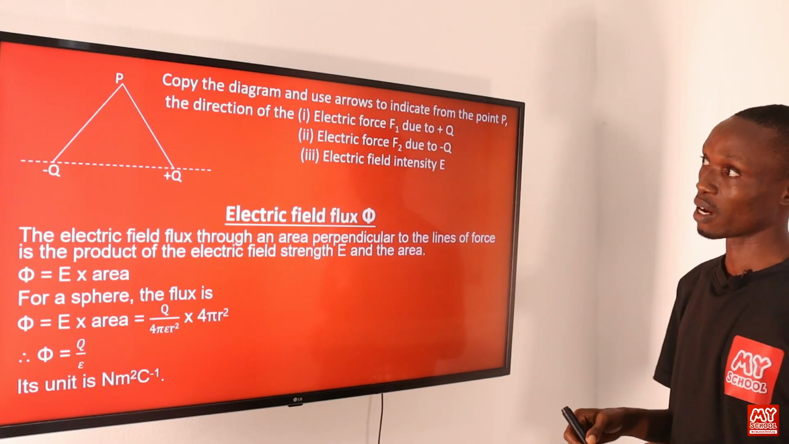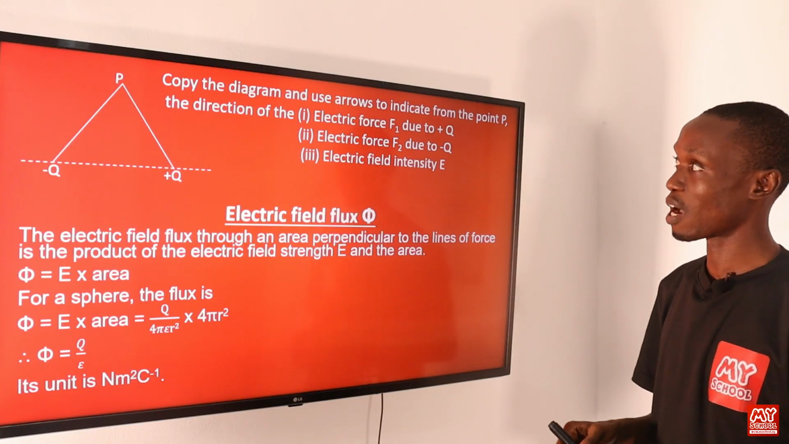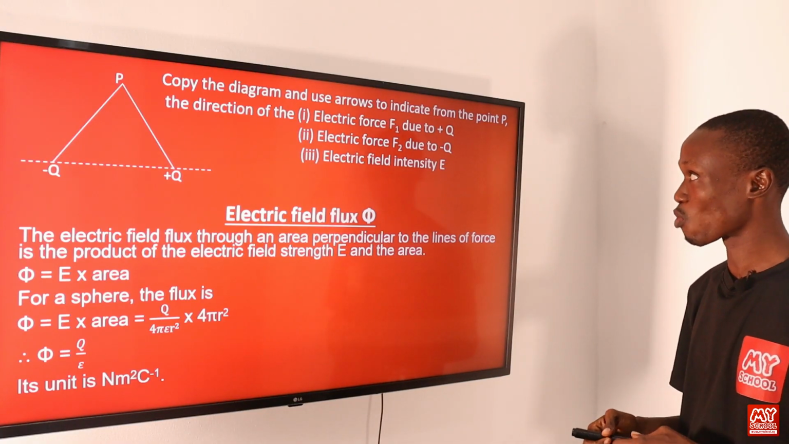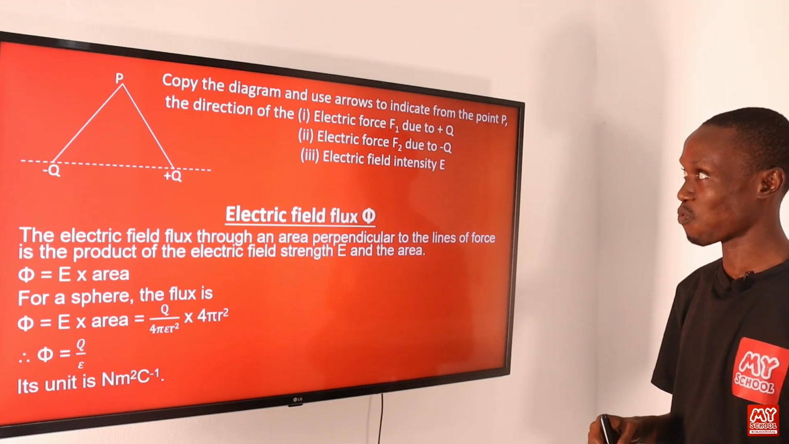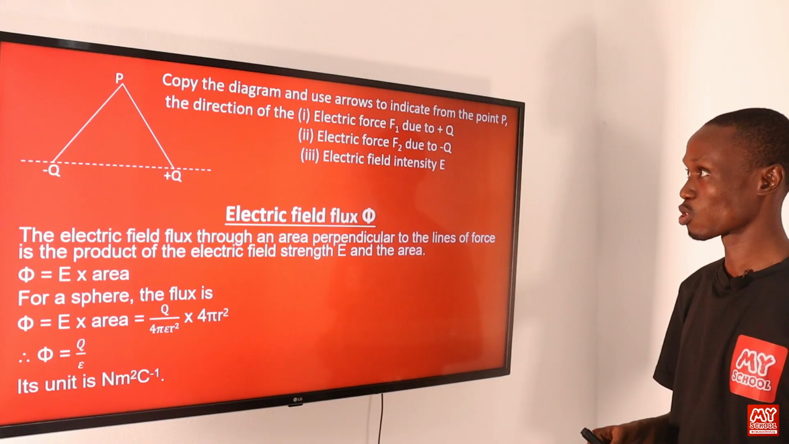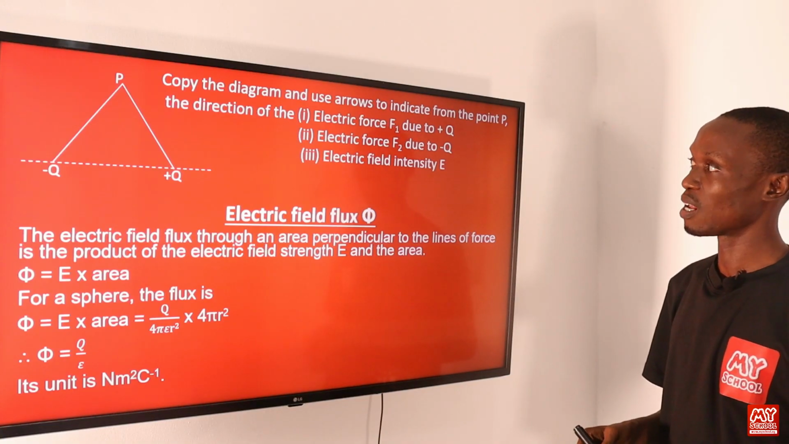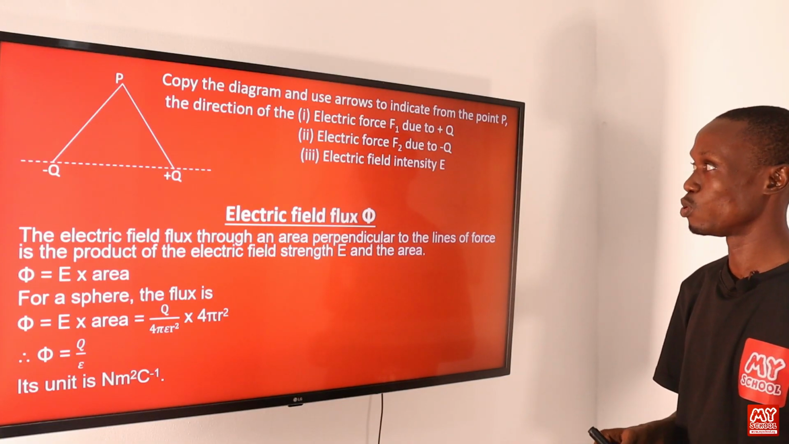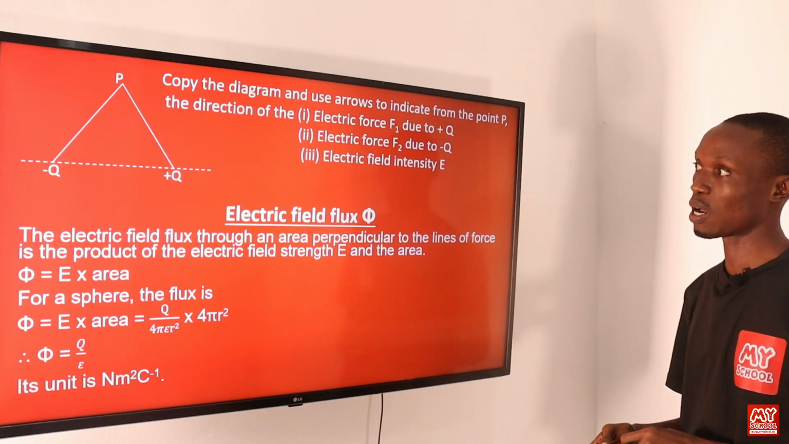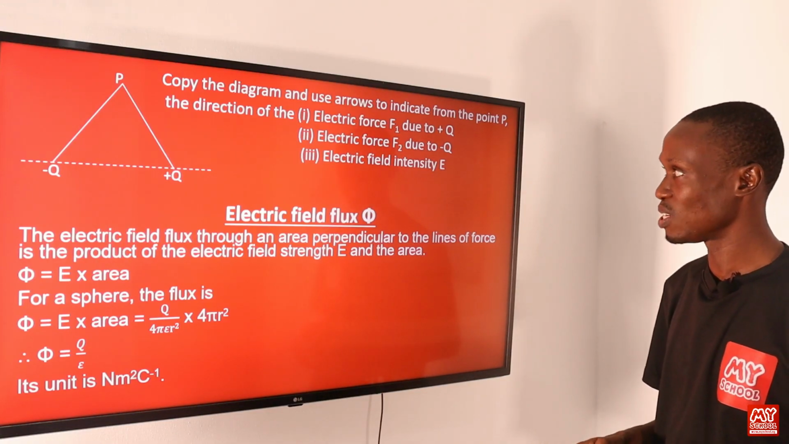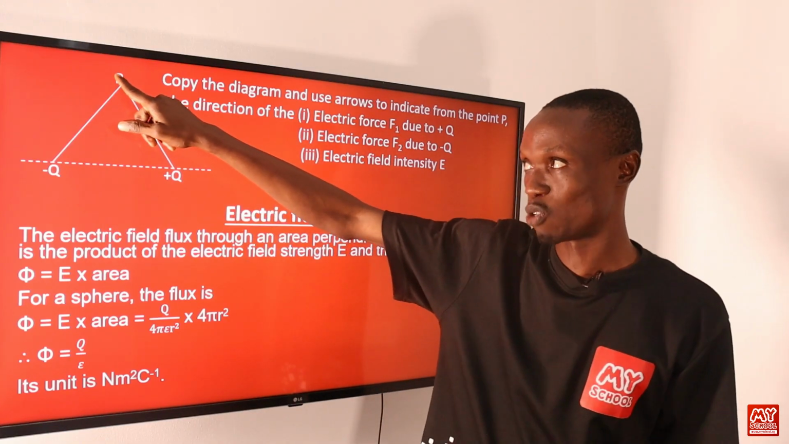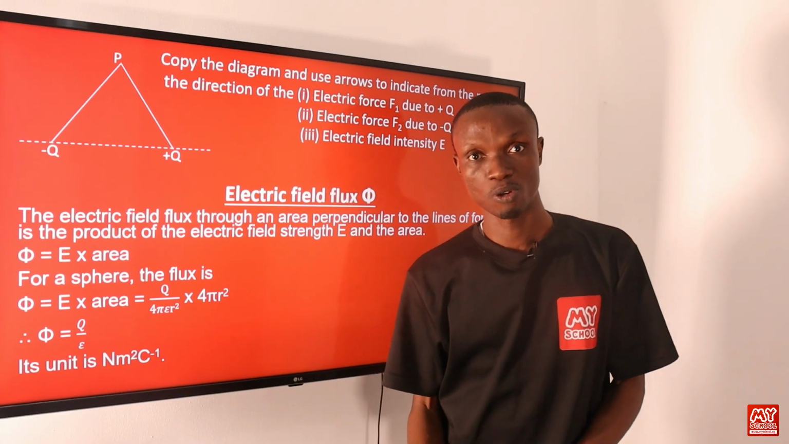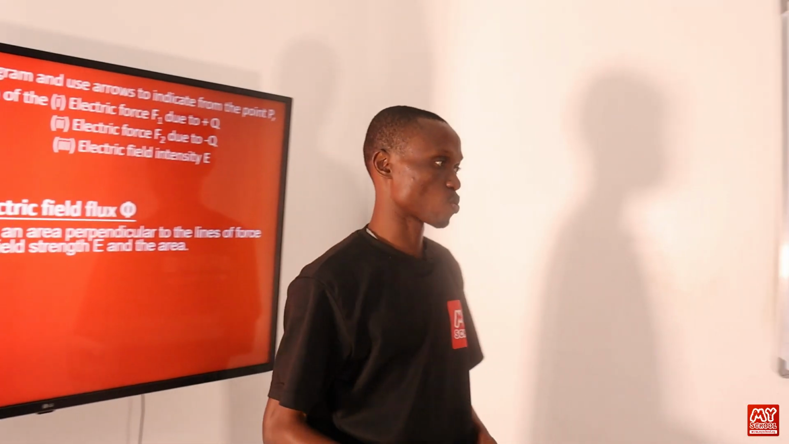So this is the diagram. We are asked to copy the diagram and use arrows to indicate from the point P the direction of I, the electric force F1 due to plus Q, II, the electric force F2 due to minus Q, and III, the electric field intensity E. Now remember that P here is a positive charge. So let's move over to the board to provide the answer to this question.